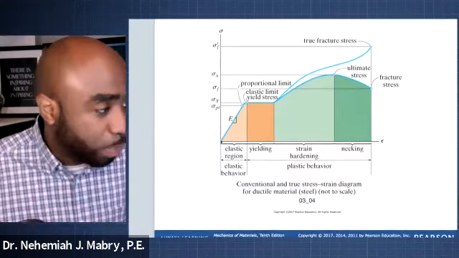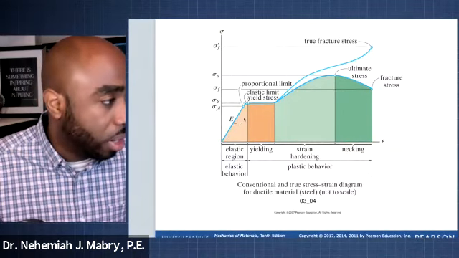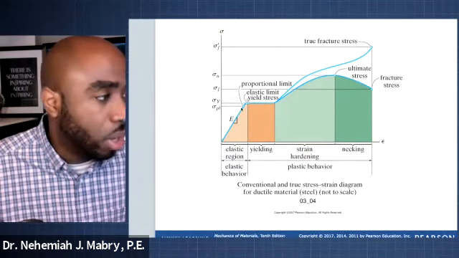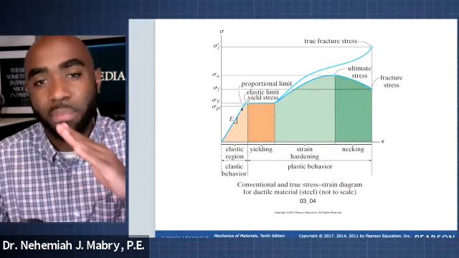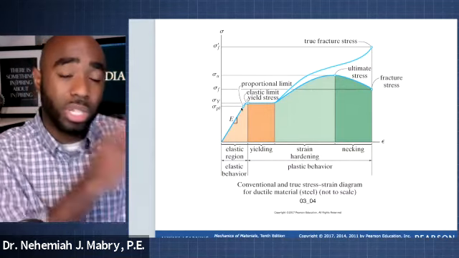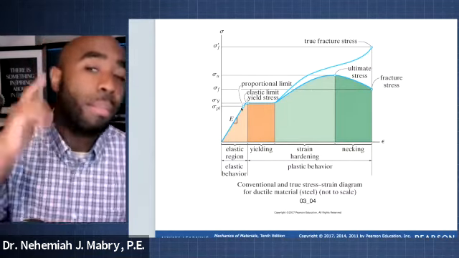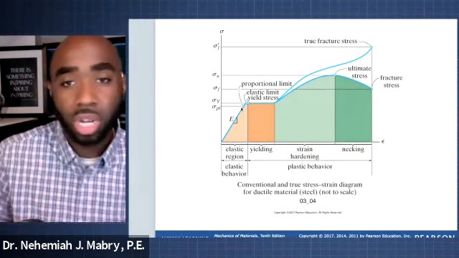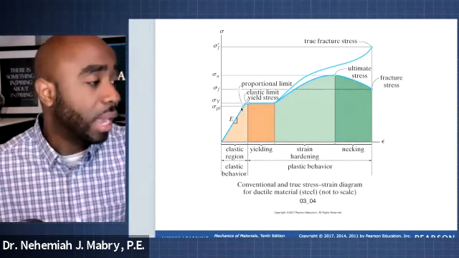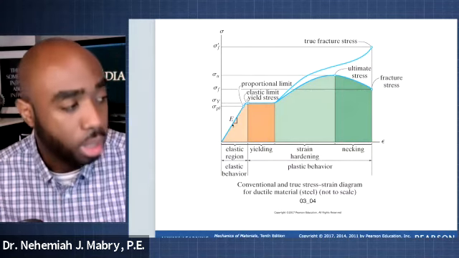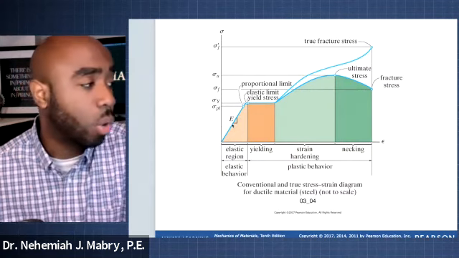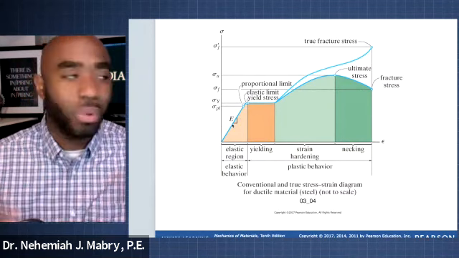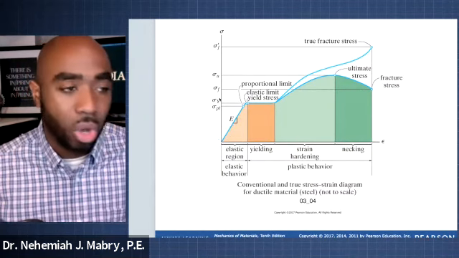And so this first point going all the way up here to this first end of what we call the proportional limit, it is a perfectly elastic, perfectly linear relationship between the stress and the strain. And the modulus of elasticity, which we just talked about in Hooke's law, that big E, is just the slope of that elastic region. Or in other words, it's the rise over the run, the stress over the strain.